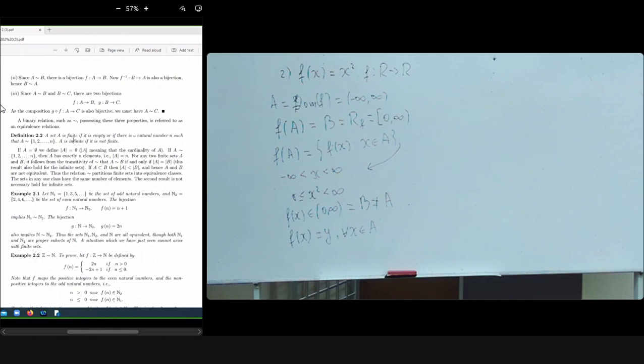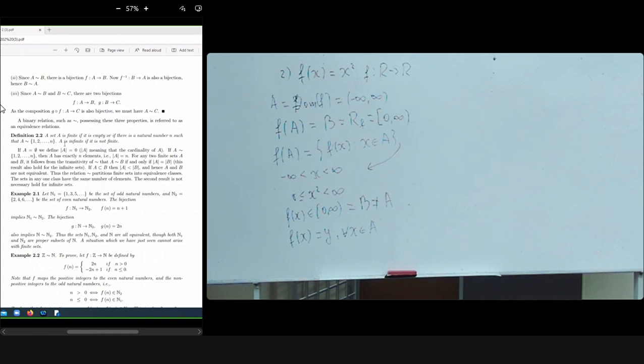Second one, now A is finite if it is the empty set, or there is a natural number n such that A is equivalent to the set {1, 2, 3, ..., n}. So, in other words, this definition says if we are able to count the elements of A by a finite number, then these two sets are equivalent.